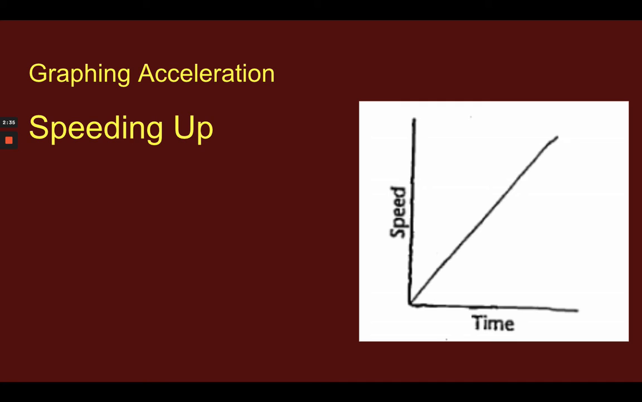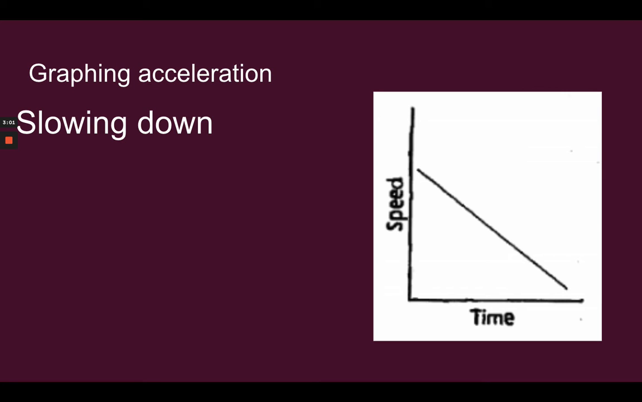So here we have, if we were going to graph acceleration, a graph where speed is our dependent variable, time is our independent variable, and in a graph that looks like this, at a constant increase, we have an object that is speeding up. Another graph here shows a negative slope, and with this negative slope, the line going downwards, this shows an object slowing down. This would, of course, be negative acceleration.